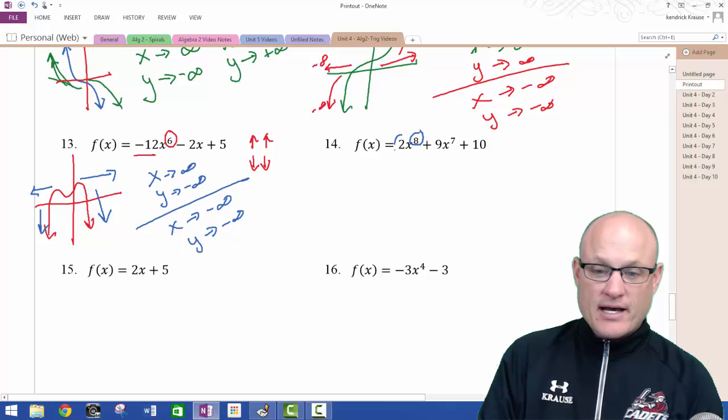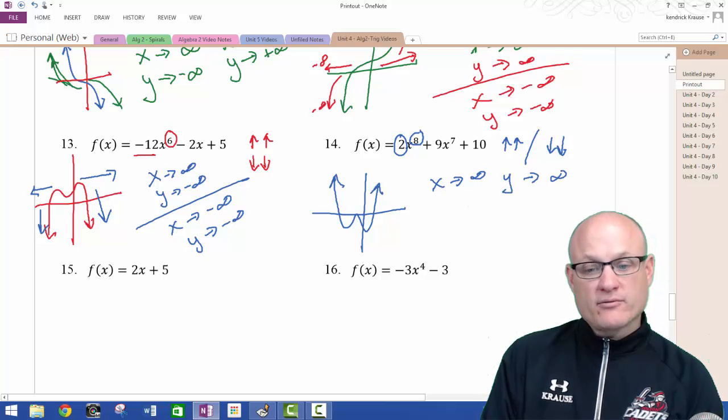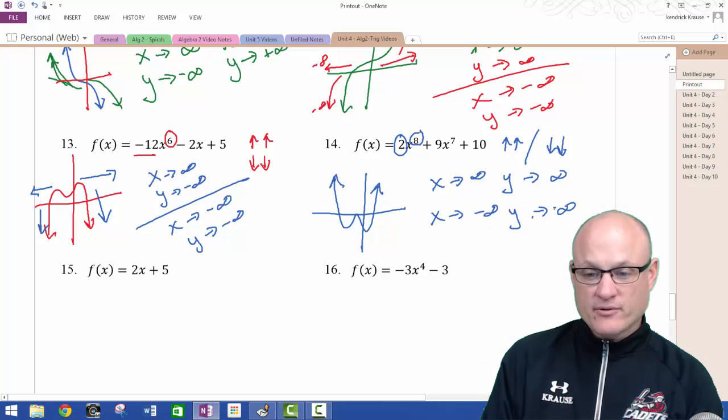All right, over here, we are even. So we have an even exponent, and we have a positive leading coefficient. So let's see, even means it's going to go up, or both down. In this case, since it's positive, they're both going up. So as x approaches positive infinity, y approaches positive infinity. As x approaches negative infinity, y approaches positive infinity.